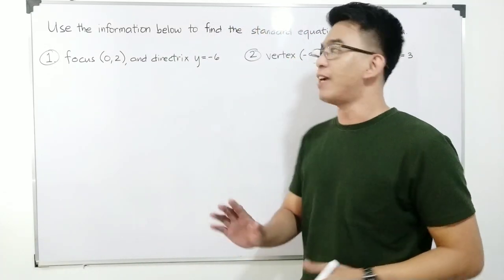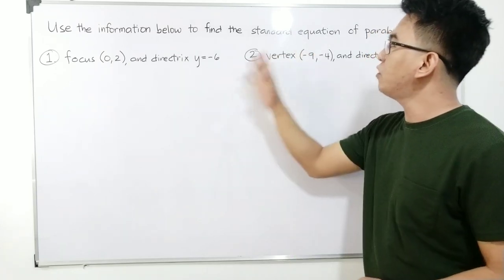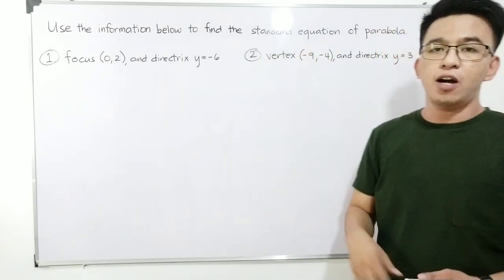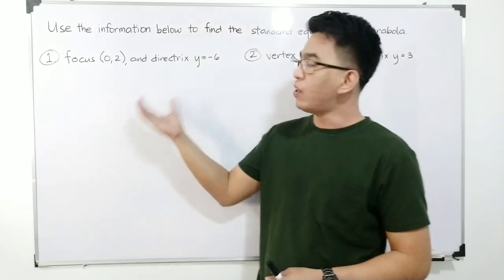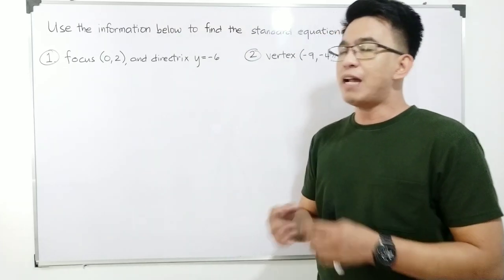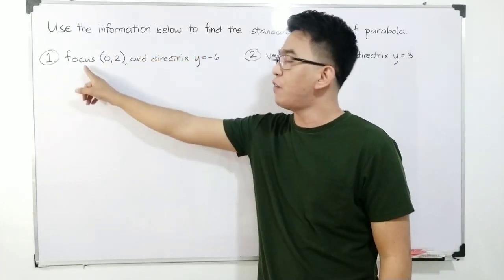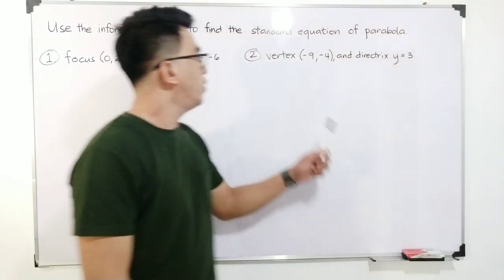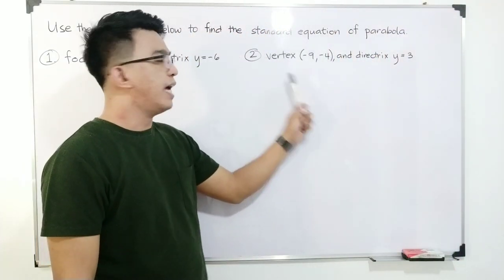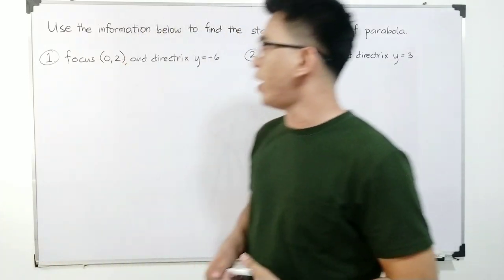So we are given here the direction: use the information below to find the standard equation of the parabola. And right now, we are given two sets of information so we can find their different equations. First, in number one, we are given the focus and directrix. In number two, we are given the vertex and the directrix. Now, let us start with number one.